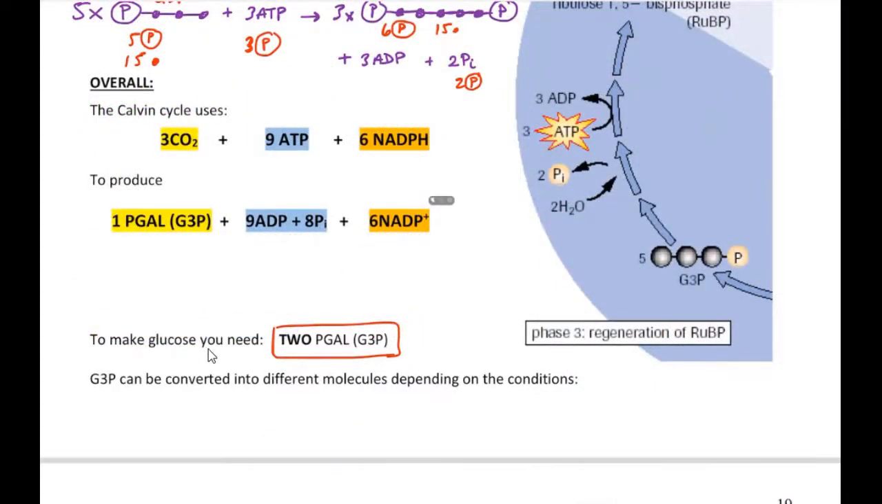So again, to make that glucose, you're going to need 2 of those G3Ps, or 2 PGALs. So this whole thing has to run twice, because each time 5 of the 6 are going to be needed to go this way. So I've only got 1 of these 6 G3Ps to go down to make sugars. So it runs twice to get me the extra 1 to make the full sugar.